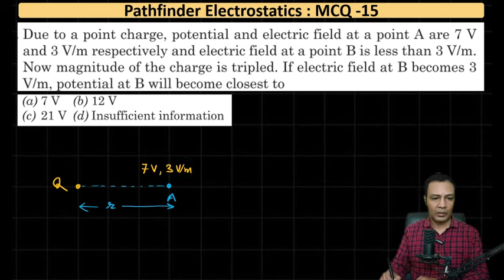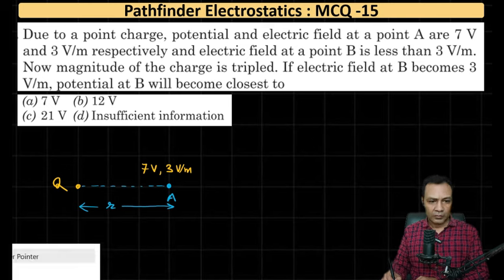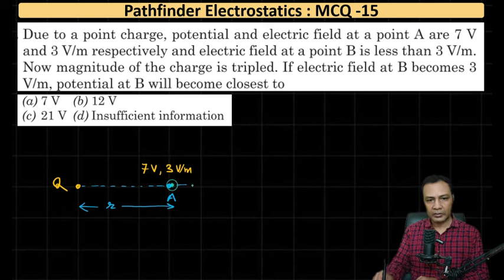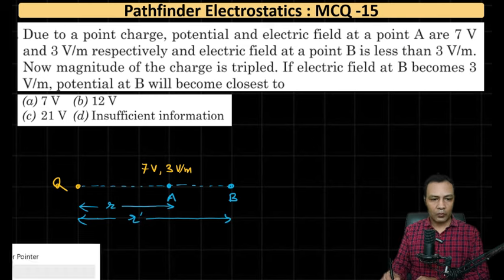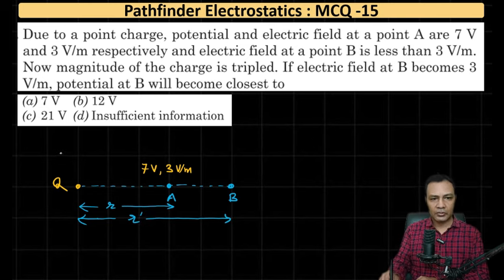The potential here is 7 volt and the electric field is 3 volt per meter. Then there is another point B, and at that point the electric field is less than what it is at A, less than 3. So obviously that point would be farther from Q compared to A. Suppose this is Q, this point is B, and this distance let me assume is R dash.